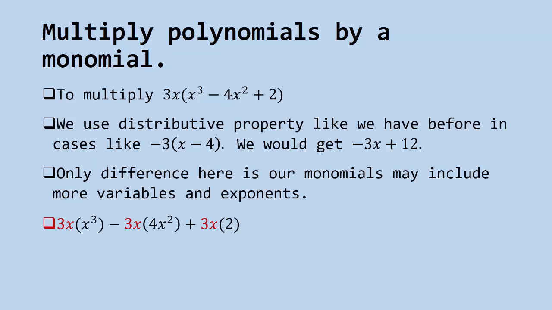So here you can see that in our original problem, 3x was on the outside of our polynomial. So I'm going to multiply the 3x times all three terms in the polynomial. So first I took the 3x times the x cubed, minus the next term, 3x times 4x squared, plus the 3x times the last term, 2. So multiply each of those using your basic exponent rules, and we come up with 3x to the fourth minus 12x cubed plus 6x.